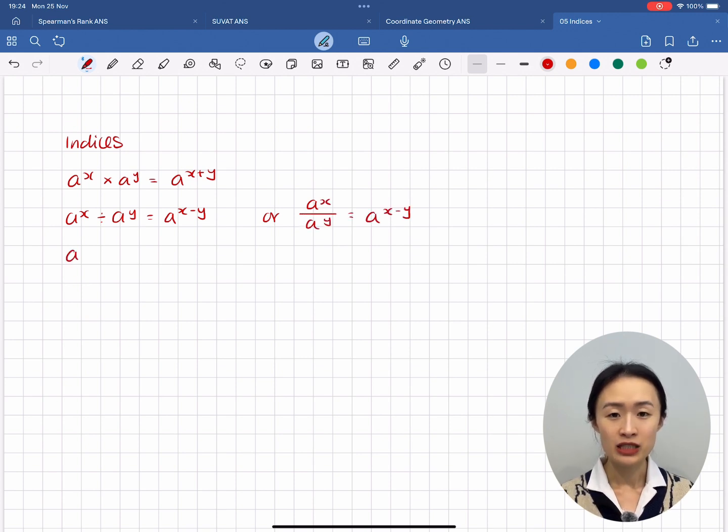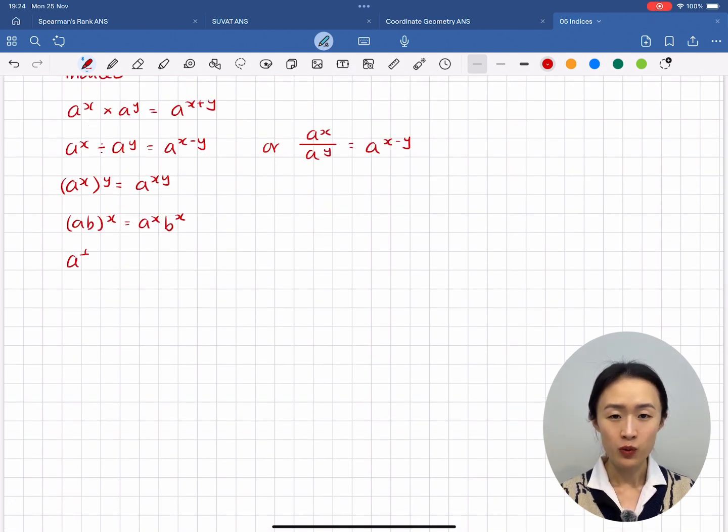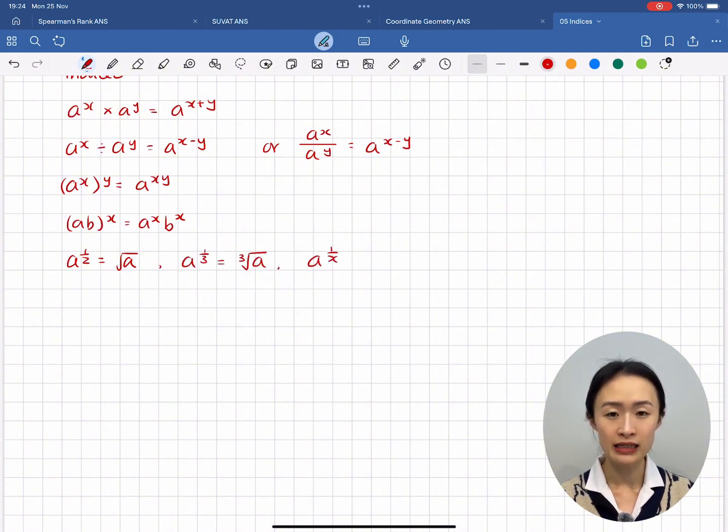If we have a to the x to the power of y, then that means we'll have a to the power of x times y. And if we have a b to the power of x, that is the same as a to the x, b to the x. Remember, a to the power of 1 over 2 is the same as square root of a. A to the power of a third is the same as cube root of a. Therefore, if we have a to the power of 1 over x, that is taking the xth root of a.